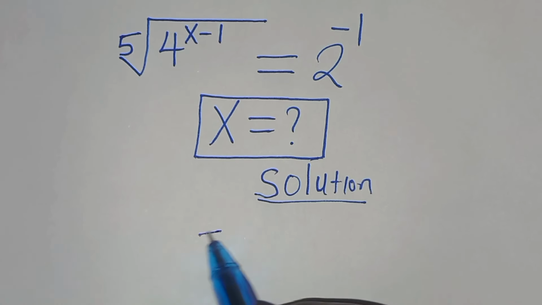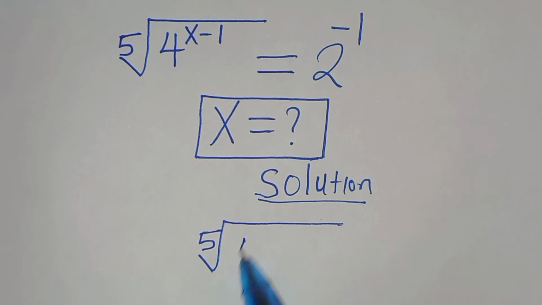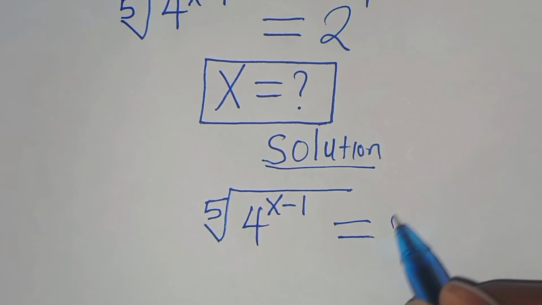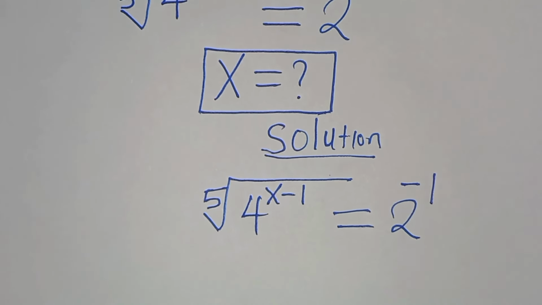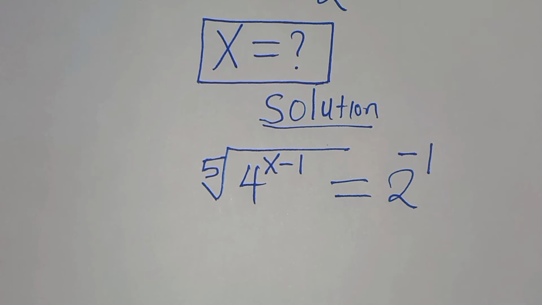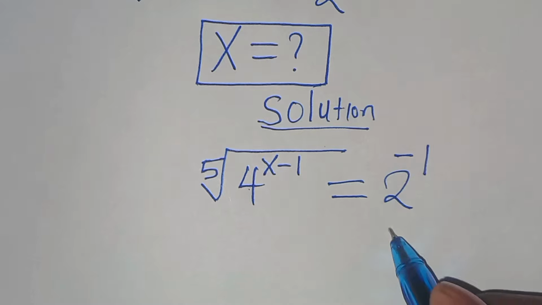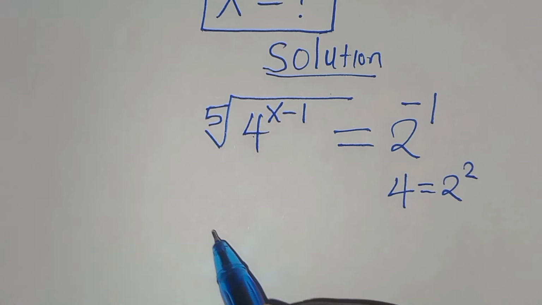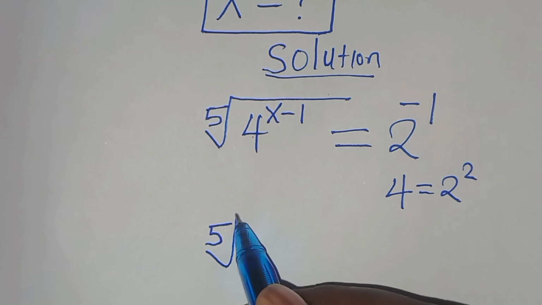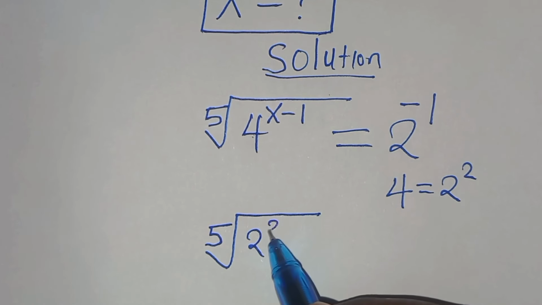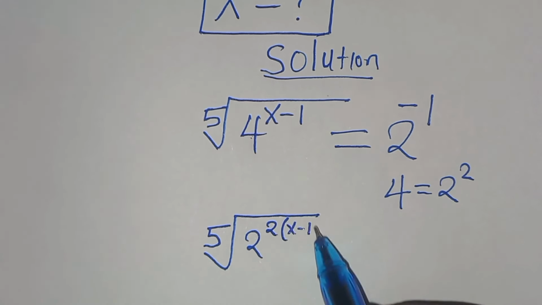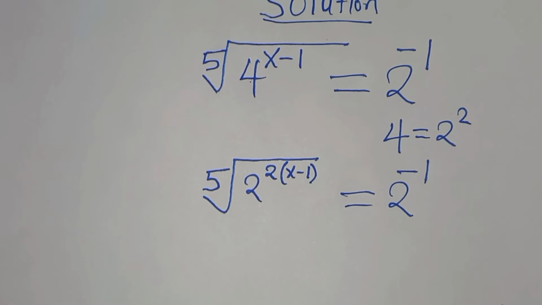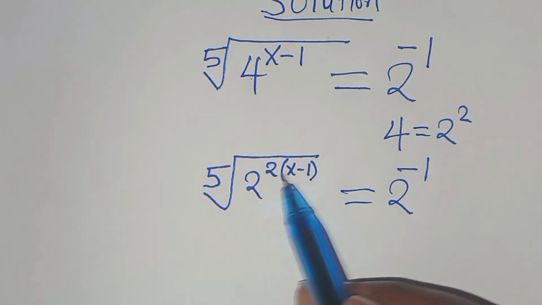Now we have the fifth root of 4 to the power of x minus 1. This is equal to 2 to the power of minus 1. Now we can express 4 as 2 to the power of 2. So now here we have the fifth root of 2 to the power of 2 multiplied by x minus 1. This is equal to 2 to the power of minus 1. So now let's open the parentheses here.